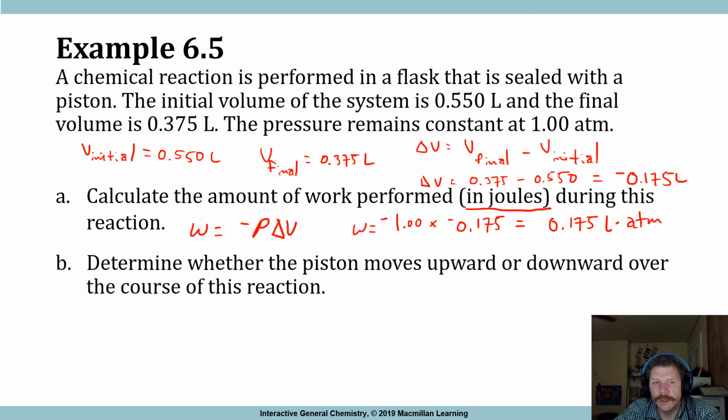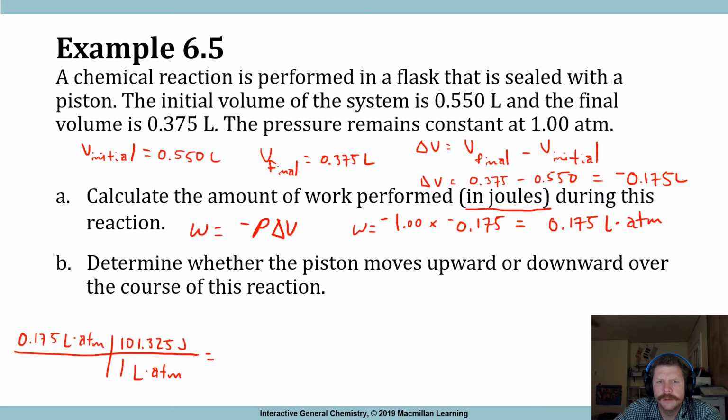Now, this question is asking us for joules. In order to solve that part, we have to complete this conversion. We take 0.175 liter atmospheres and do the dimensional analysis: 1 liter atmosphere is 101.325 joules. That is all equal to approximately 17.7 joules. So there's part A for this question.